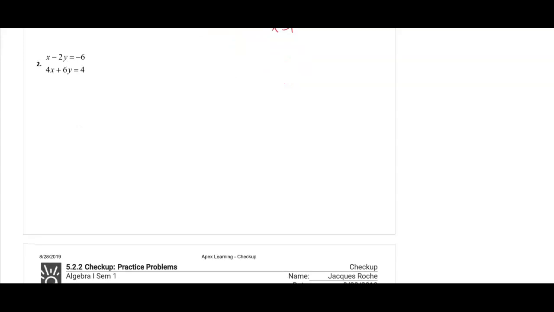So the next one, if I look at this, I create my t-chart, right? I'm going to put one equation up here. I'm going to put the other equation over here. So 4x plus 6y equals 4. Now, I look at the two equations and I say, what variable is the easiest to get by itself, right? Meaning, what's the easiest way to solve for one? And if I look, x in this equation is the easiest to get by itself because all I have to do is add 2y to both sides.